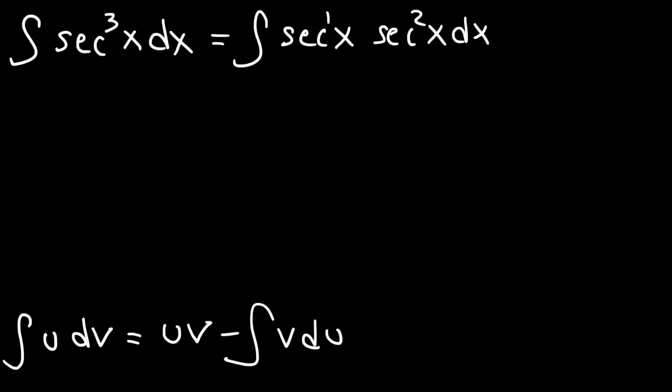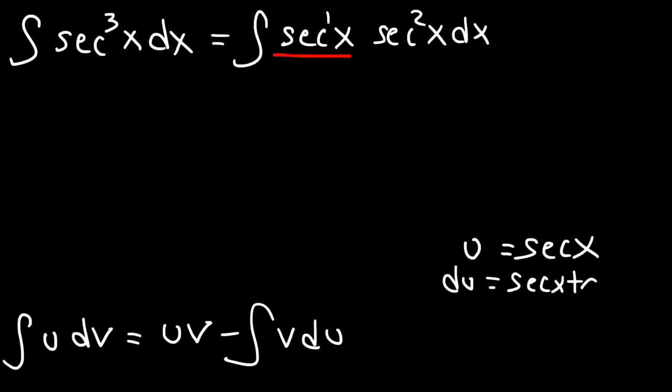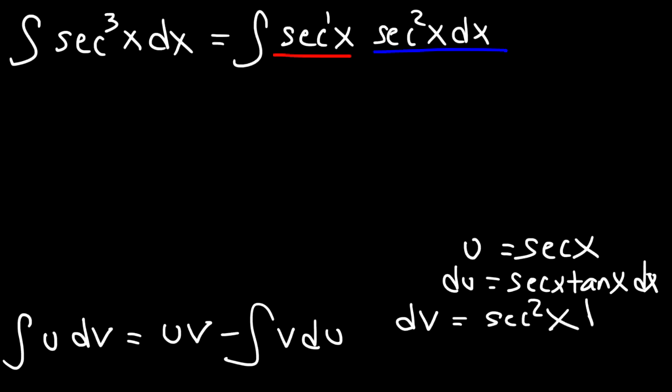So we're going to say that secant x is the u variable. So that means that du has to be the derivative of secant, which is going to be secant x tangent x dx. So the part that remains, secant squared dx, that's going to be dv. Now, v is the integral of dv, so the integral of secant squared is tangent x.